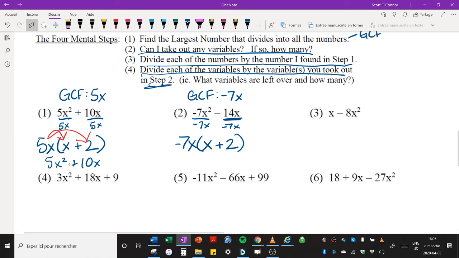Is that what I started with? Yes, it is. Therefore, what I've done here is correct. Same thing over here. If I multiply this by that, I get negative 7x squared. If I multiply negative 7x plus 2, then I'm going to get minus 14x. Did I end up with what I started with? Yes. So I know that this is correct.